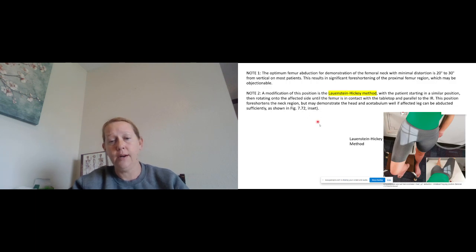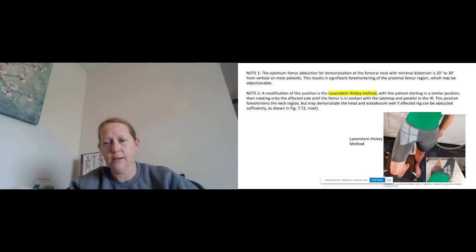So here is a version called the Lostine-Hickey method. Take a look at the person laying down. It's almost like a modified Cleaves, but not quite. This one results in significant foreshortening of the femur region. So that's why nobody really likes to do it much.